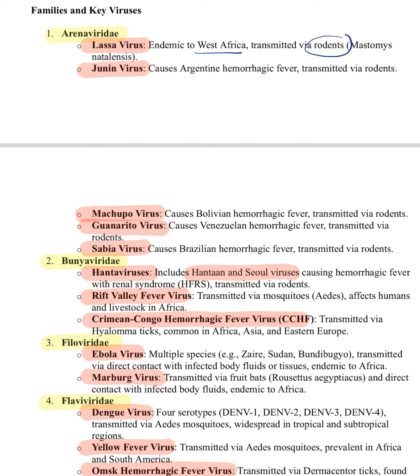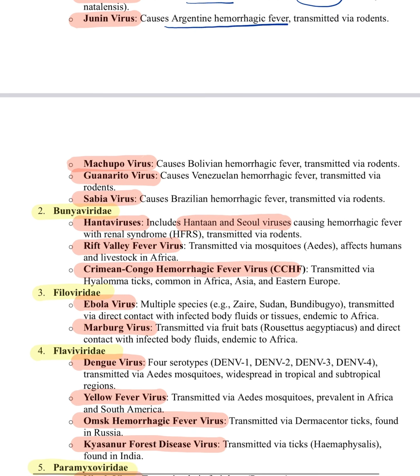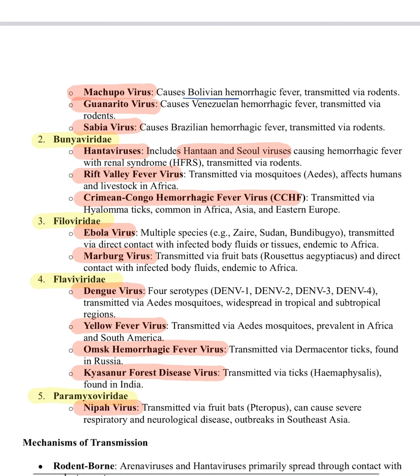Next is Junin virus, it causes Argentine hemorrhagic fever. Machupo virus, Bolivian hemorrhagic fever. Guanarito, Venezuelan hemorrhagic fever. Sabia virus causes Brazilian hemorrhagic fever. So these are all transmitted by rodents. Next is Bunyavirus. In that, hantavirus, which includes Hantaan and Seoul viruses, and it causes hemorrhagic fever with renal syndrome. It is also transmitted by rodents.